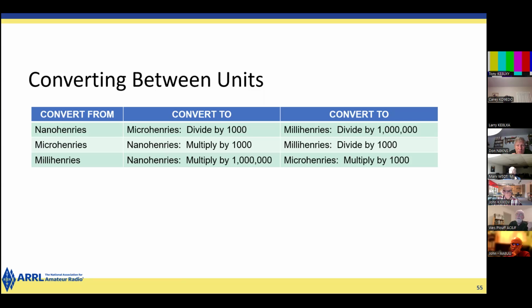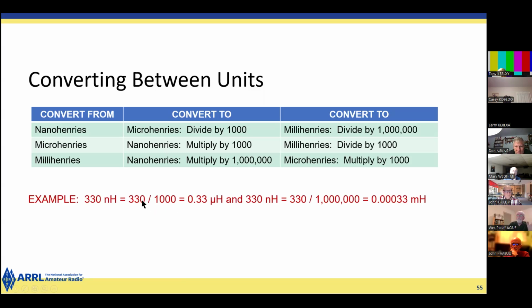Okay. And I'm not going to go through all of this, but understanding what the prefixes mean, it should be very, very easy to convert between different units here. So, for instance, 330 nanohenries, which is nH, are 330 divided by 1,000, or 0.33 microhenries. And this sort of reverse U here is the Greek letter mu, but you'll just hear people say uH or microhenries.